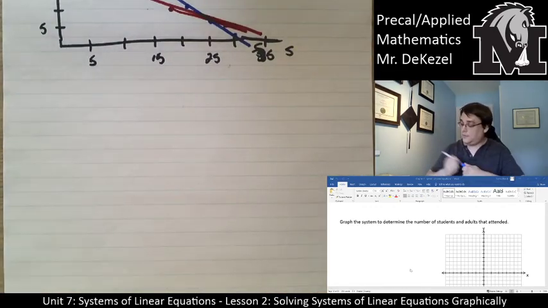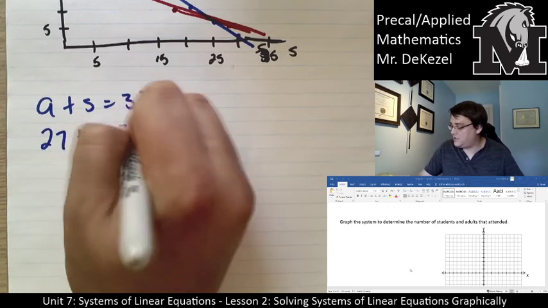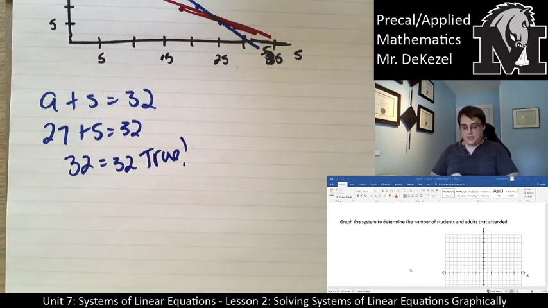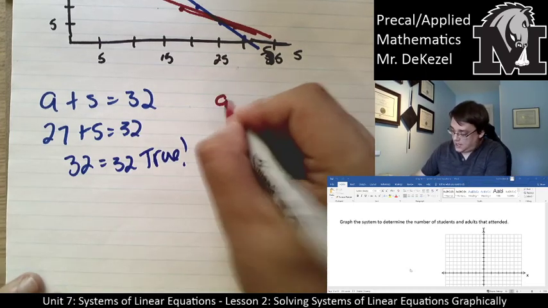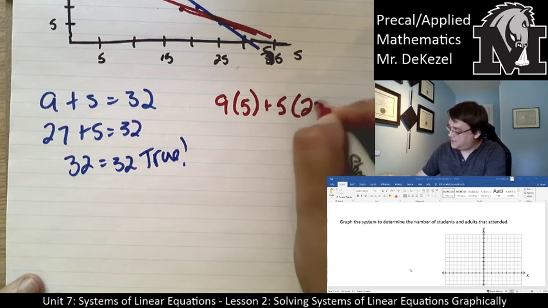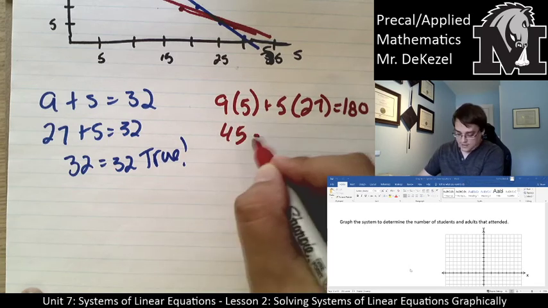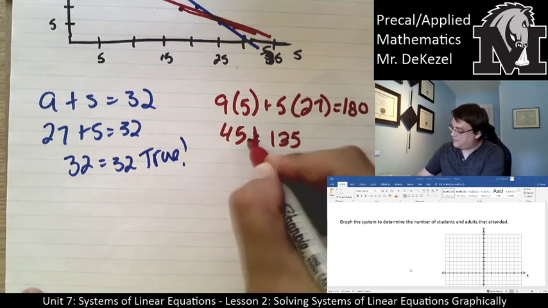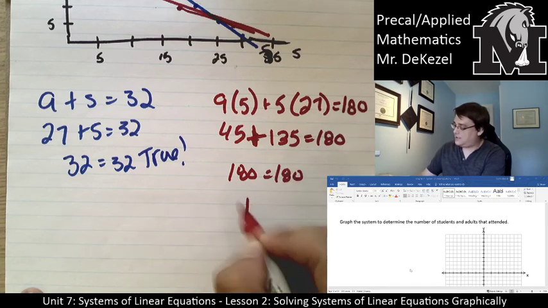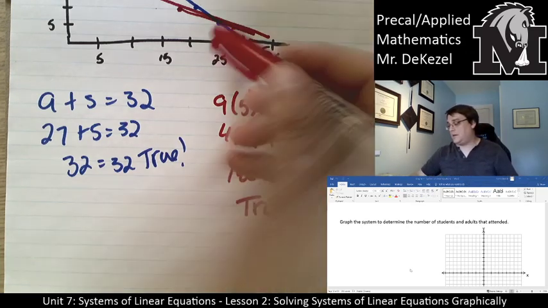A plus S equals 32. 27 plus 5 equals 32. This is 32 equals 32, and that's true, so that's great news. And then our more complicated equation, 9 times A, which we said was 5, plus 5 times the number of students, which we said was 27, equals 180. This would be 45. This would be 135. This should be a plus sign. Equals 180. This equals 180. So this is also true. So that means that we have correctly figured out which point it crosses there.